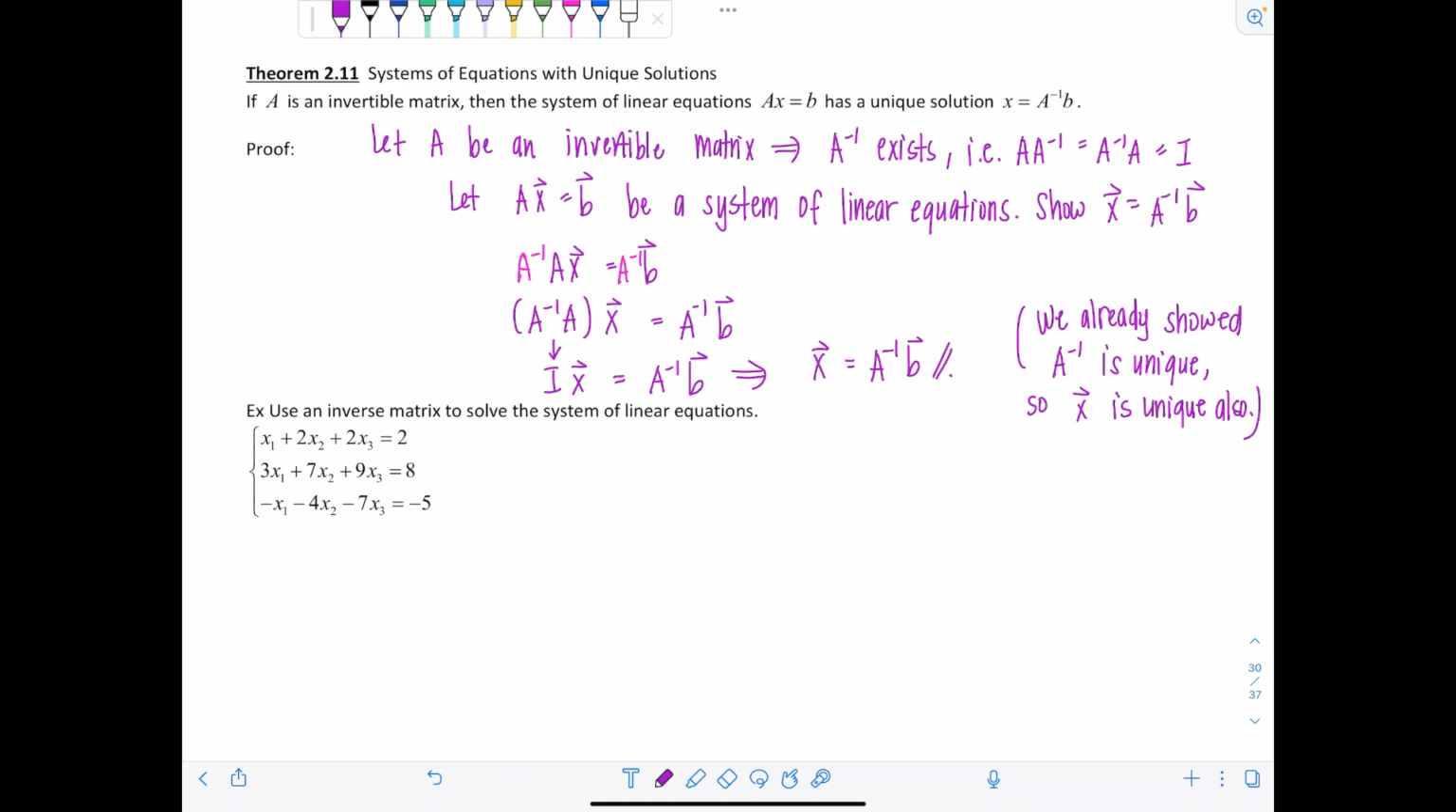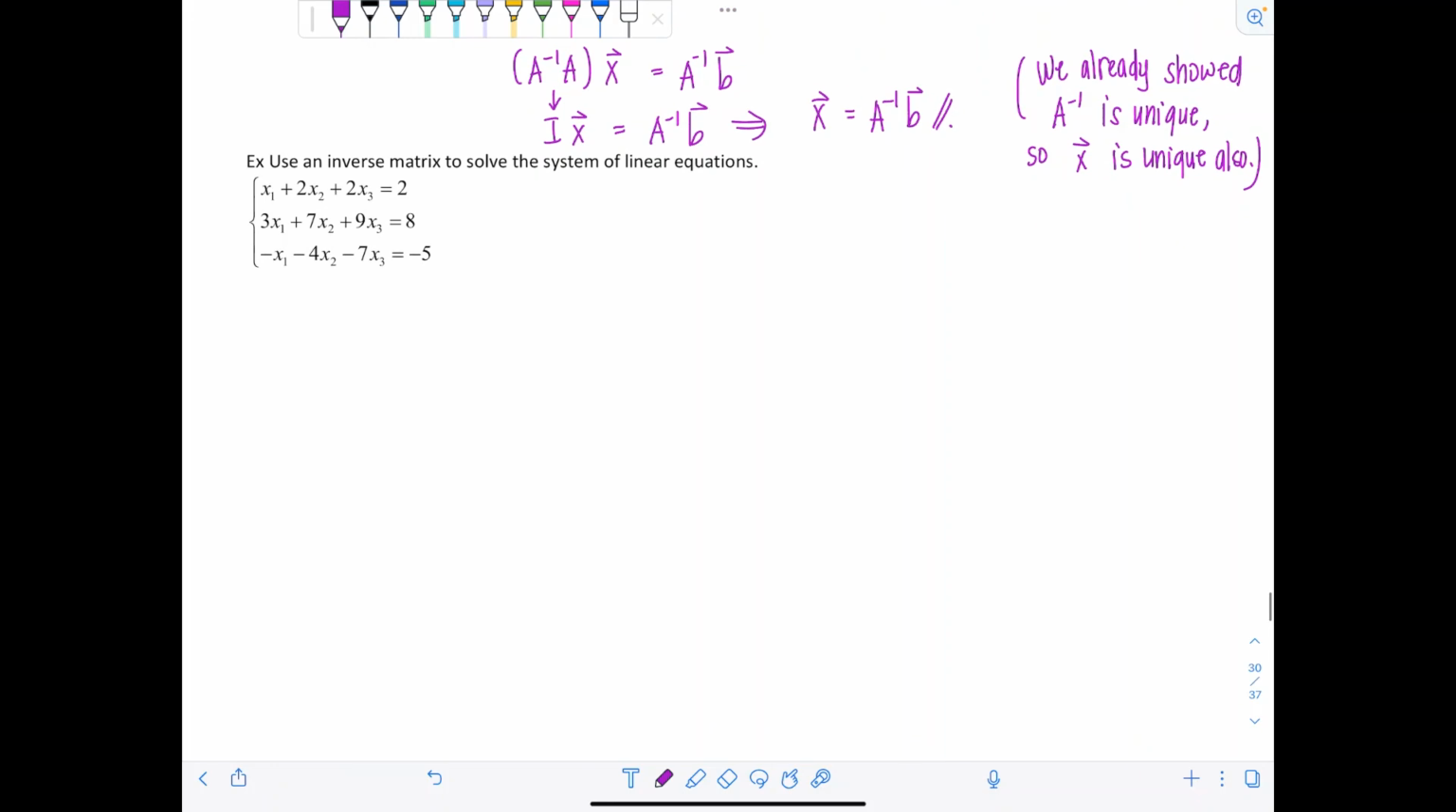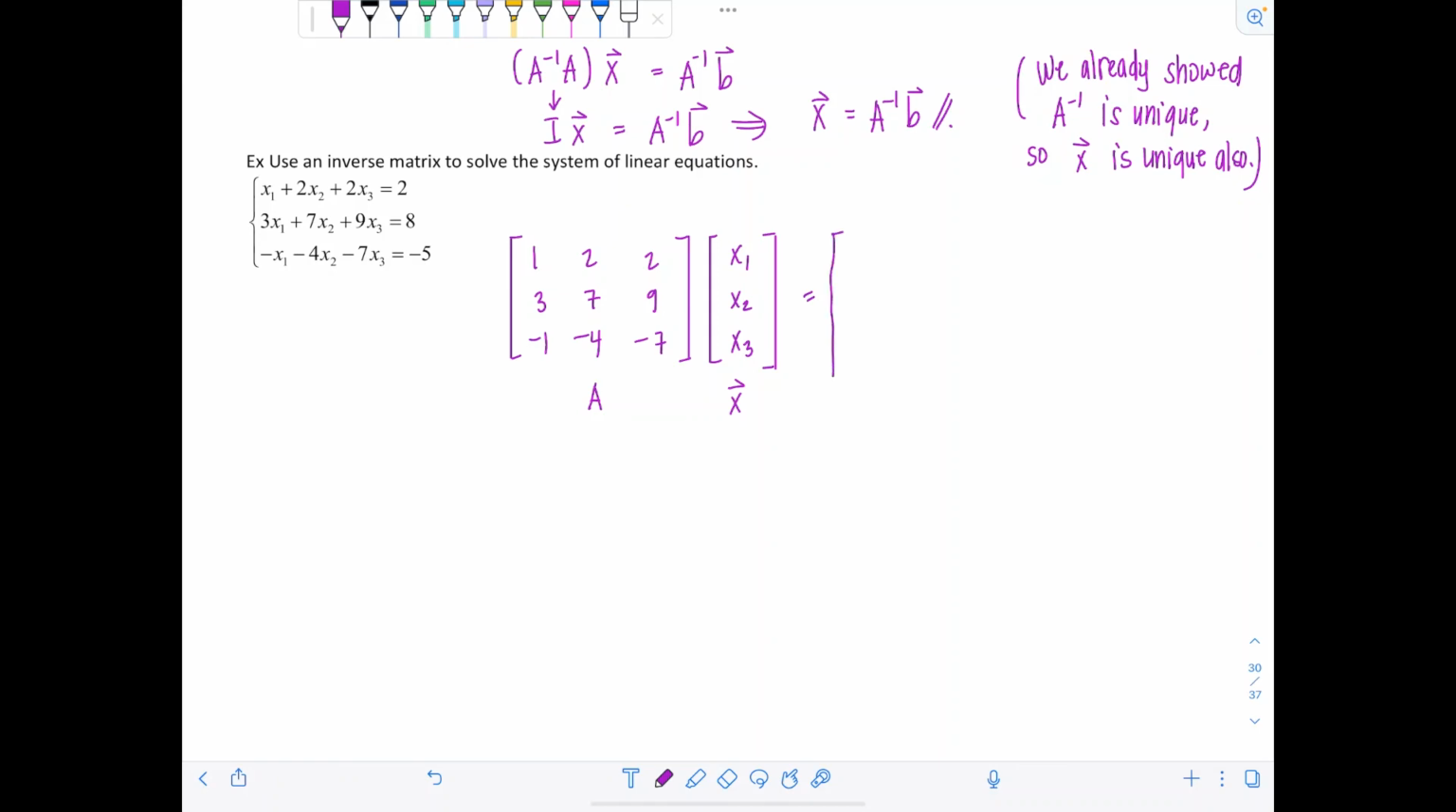So here we have a system of 3 equations with 3 unknowns. Let's write out the linear system using matrices. So A is the coefficient matrix. If you'll remember, we did this a little while back. So matrix A is going to have the coefficients of all the variables on the left-hand side of the equation. So it would be 1, 2, 2, 3, 7, 9, -1, -4, -7. This is matrix A. Then the variables are listed as a column vector, x1, x2, x3. So this is column vector X, okay? And then column vector B are all the constants on the right-hand side of the equation, 2, 8, -5.